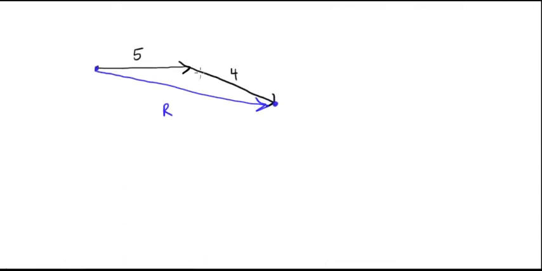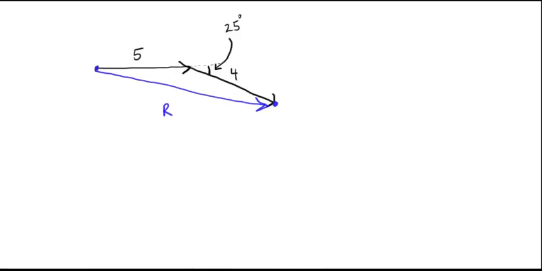Okay, so actually, let's give an angle to this so we can finish the problem. What if I tell you that this angle right here is, I don't know, let's call that 25 degrees. So it's 5 miles east and then 4 miles at a 25-degree angle south of east. That means that this is not a right angle. And if this isn't a right angle, I can't use the Pythagorean theorem. So how am I going to combine these two vectors?